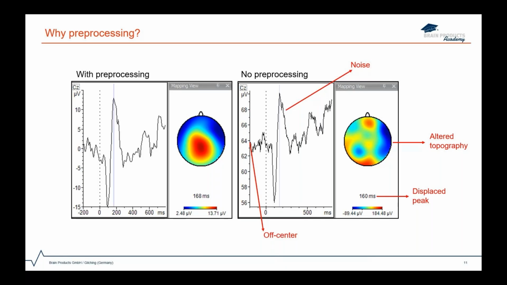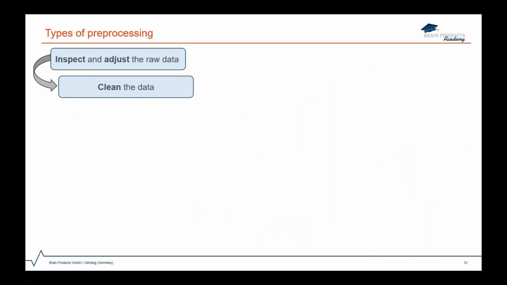And so on, it can happen for different kinds of analysis, such as in this example with ERP, but could also be others like frequency or, for example, connectivity analysis. Pre-processing will help us to achieve a more reliable interpretation. Then we have different types of pre-processing.